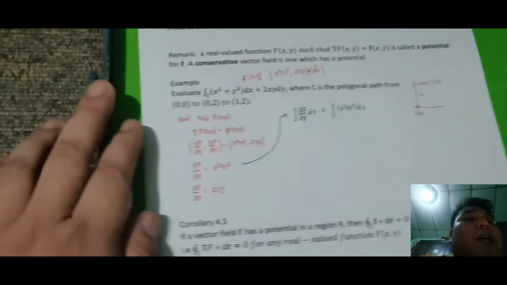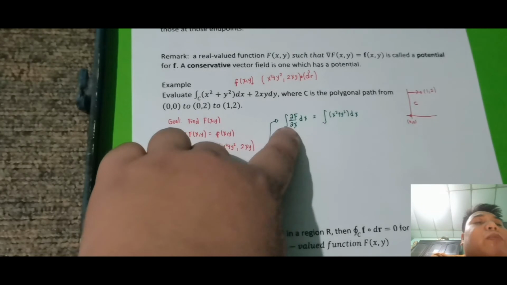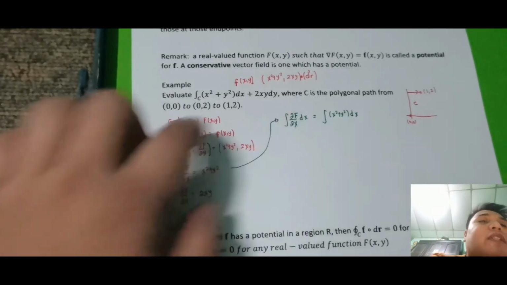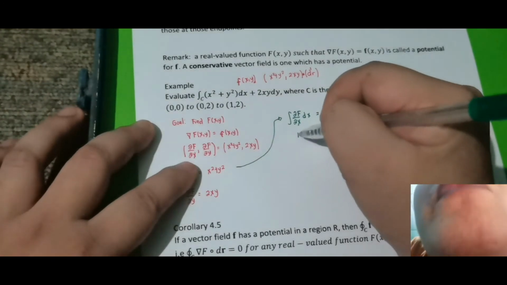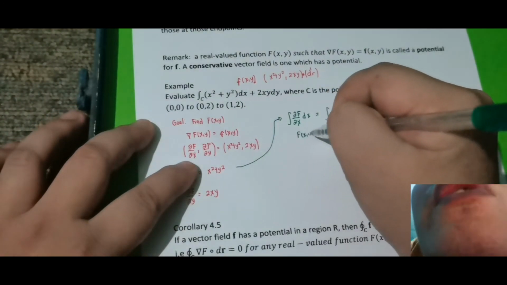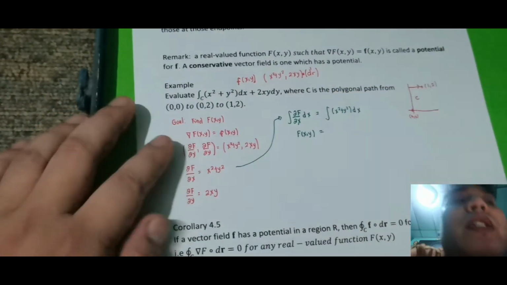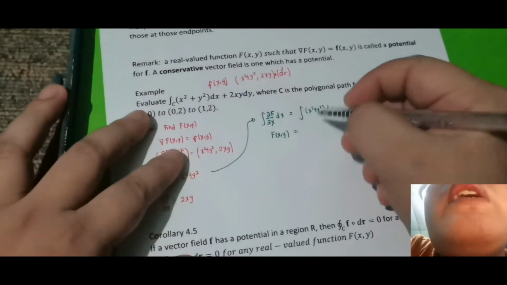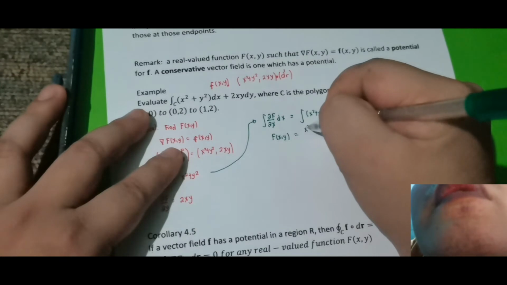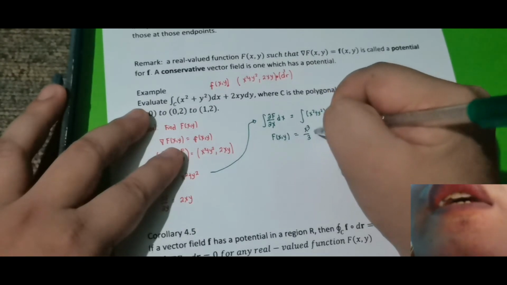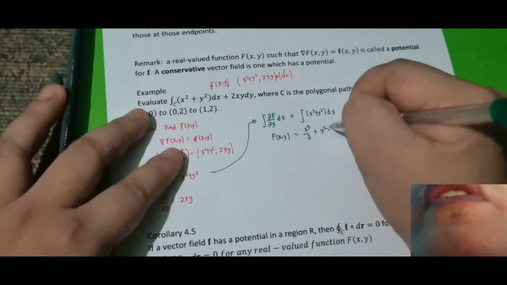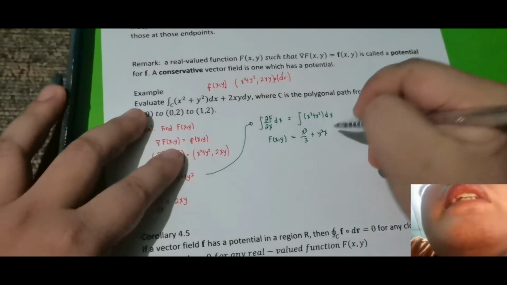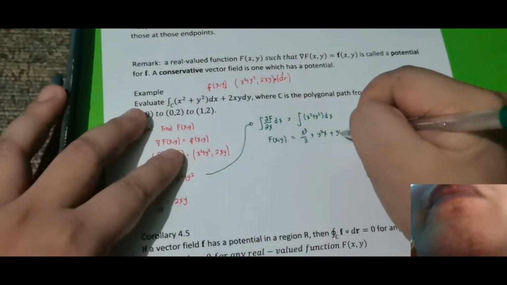Kasi gusto ko matanggal. Now, pag in-integrate ko yung partial of f with respect sa x dx, this is just equal sa f of x, y, or simply f, which is equal sa, anong gagawin natin dito? Ang integral na ito with respect sa dx is just x cubed over 3 plus y squared x. Now, may dadagdag ako. This is plus g of y.